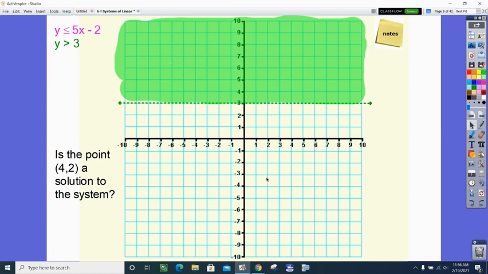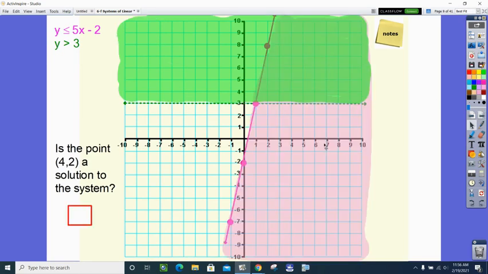Now I'm going to put my y-intercept of -2, and I'm going to go up 5 over 2, up 5 over 2, put in my solid line, do my shading, and this would be the top one. I just did them out of order. I always like to go easy first, and to me, y greater than 3 was easier. So now, the double shading should be up here.